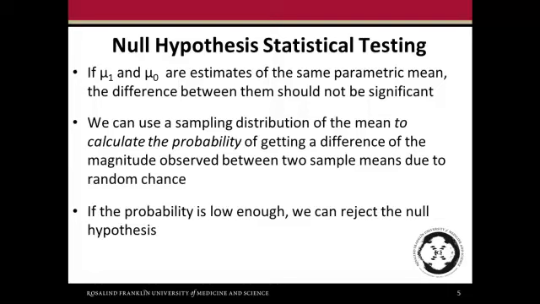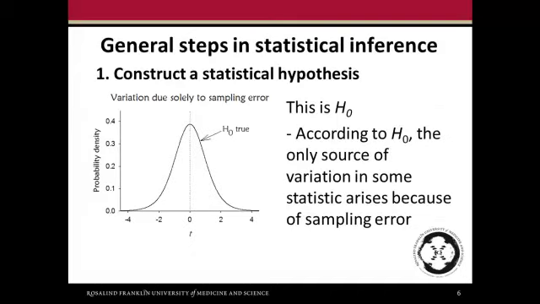difference that we're seeing. And so we know from what we've already covered in this course that when we collect samples from a population, there's some variation in the values, and we take this into account when we do statistical inference. So the general steps in statistical inference is to, first of all, construct a statistical hypothesis, and this is what we're thinking if something is only due to sampling error.